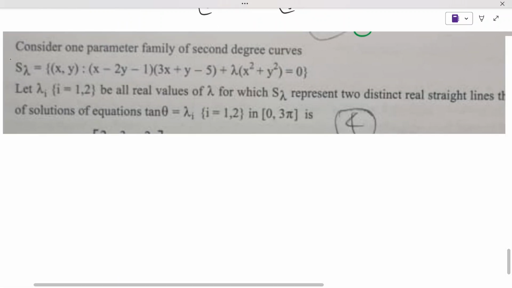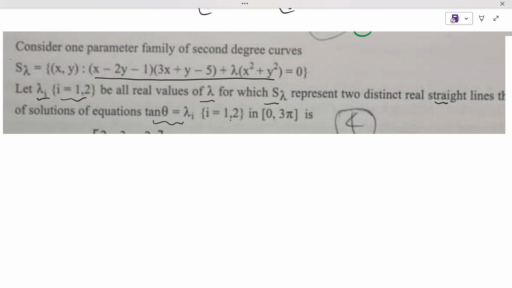So this particular family of circles is there. For lambda i equal to 1 and 2, this represents the values of lambda for which it represents two distinct straight lines. So the solution is tan theta equal to lambda i, two distinct real straight lines. Which means this is actually a pair of straight lines, right?